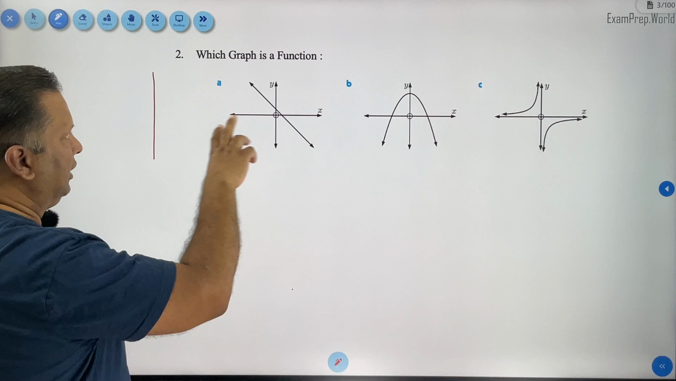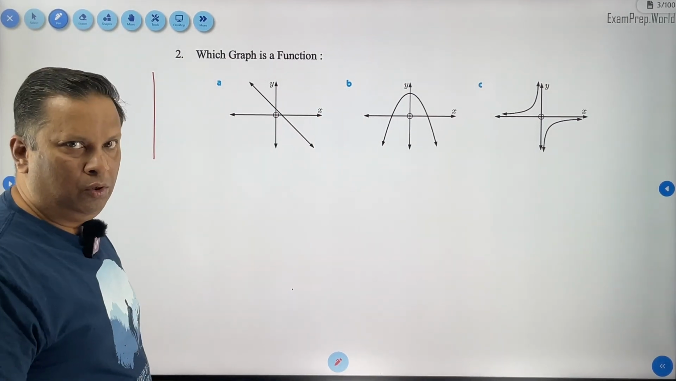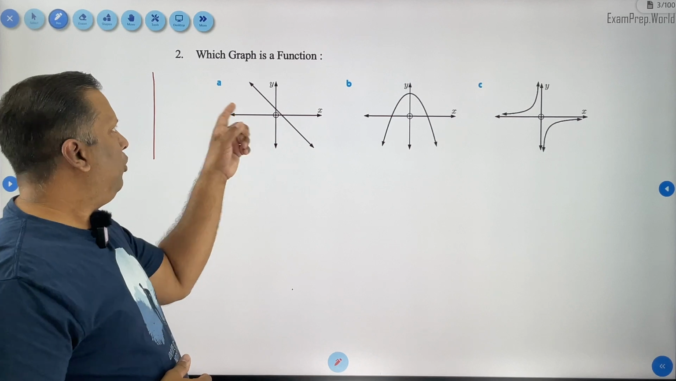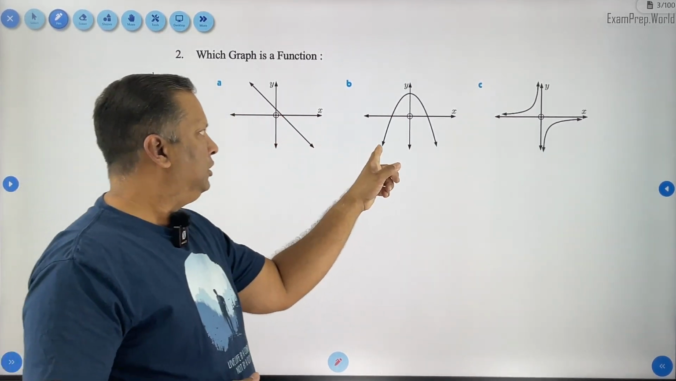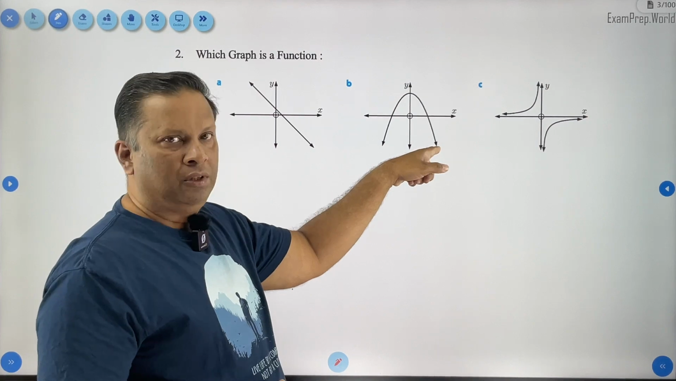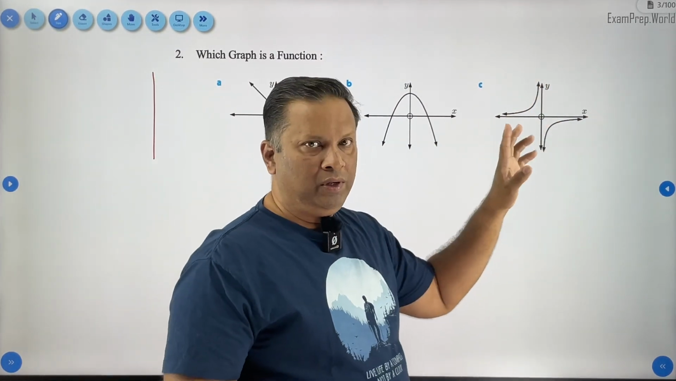Now I'll move this line across A and then B and then C. You observe at how many points this red line is touching this line, and at how many points the red line will touch this parabola as well as this hyperbola. Okay, let's see.